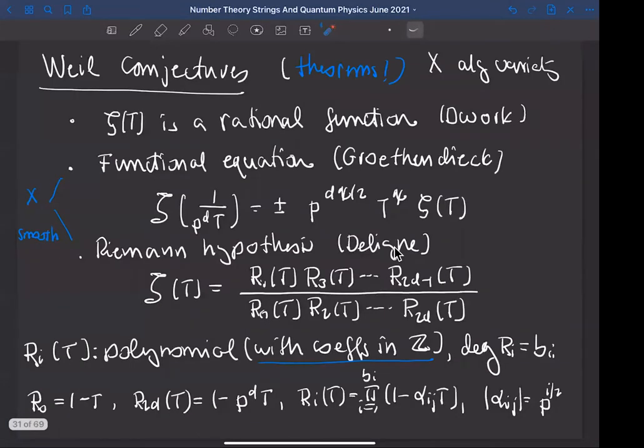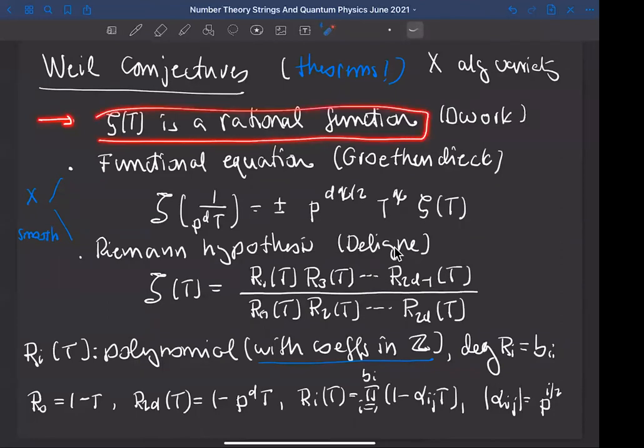Okay, so the zeta function that I defined has a number of very nice properties that were discussed in the last century. They were labeled the Weil conjectures, which are not conjectures anymore, they are theorems. Suppose you have an algebraic variety. The first conjecture says that this zeta function is a rational function, a quotient of two polynomials defined over the integers, and it was proven by Dwork. There is a functional equation that was proven by Grothendieck.